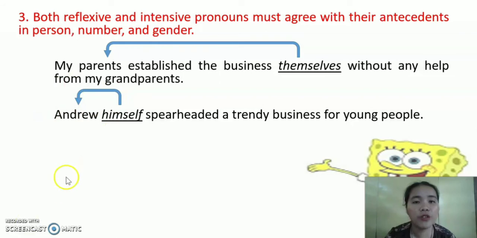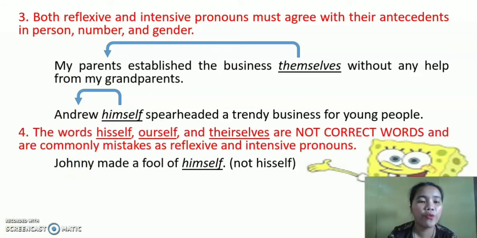Am I understood? Okay, now let's go to the fourth thing to remember. The words "his self," "ourself," and "their selves" are not correct words and are commonly mistaken as reflexive and intensive pronouns. So remember these words, class: his self, ourself, and their selves. There are no such words as these three.